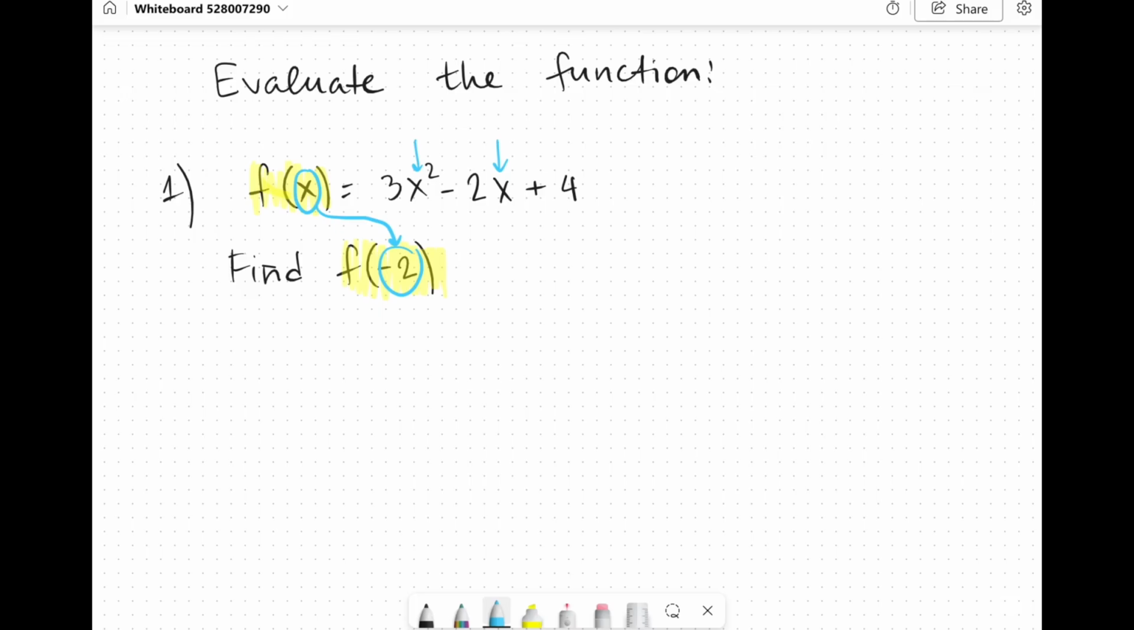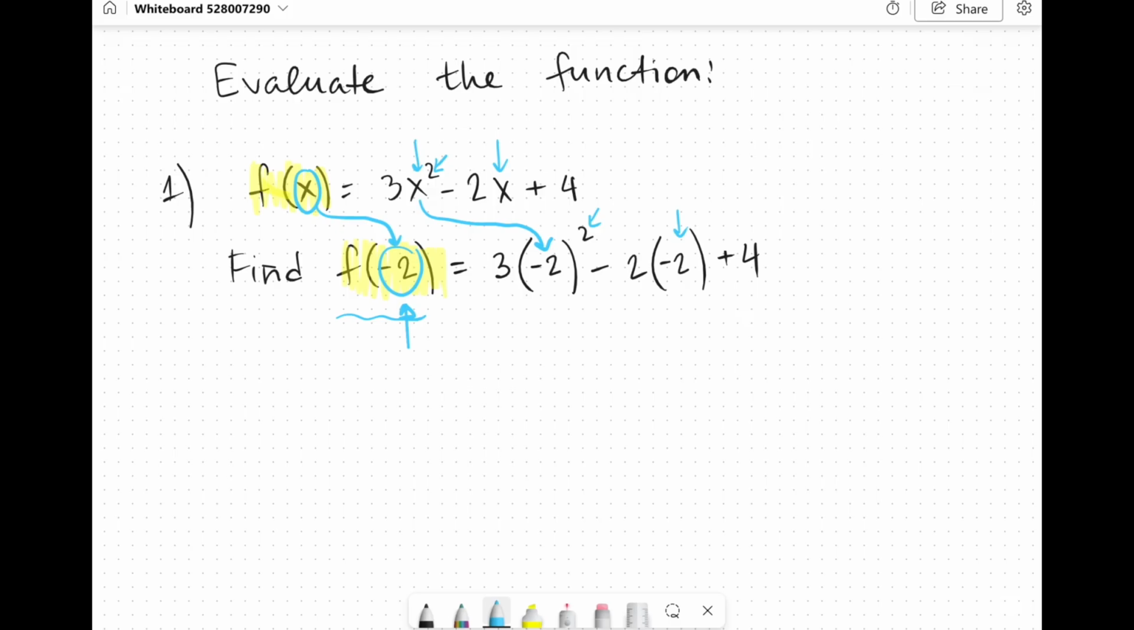So to find f of negative 2, you will write the equation over, and nothing changes except every single x turns into a negative 2, the number in the parentheses here. So this x here became a negative 2, and the equation told me to square it, so I did this square. Then your minus 2 followed by the x, but now x is negative 2, plus the 4.